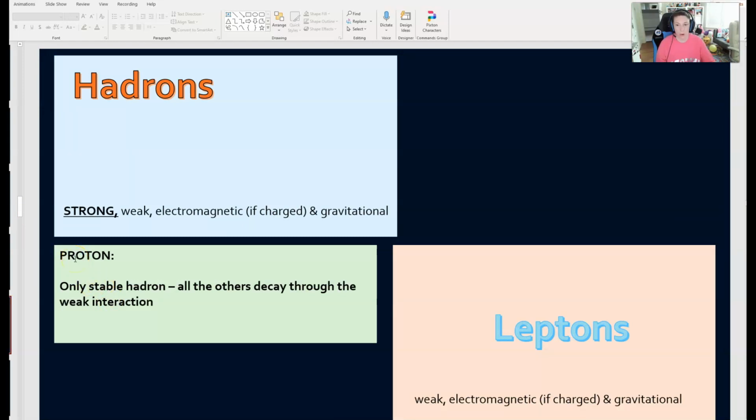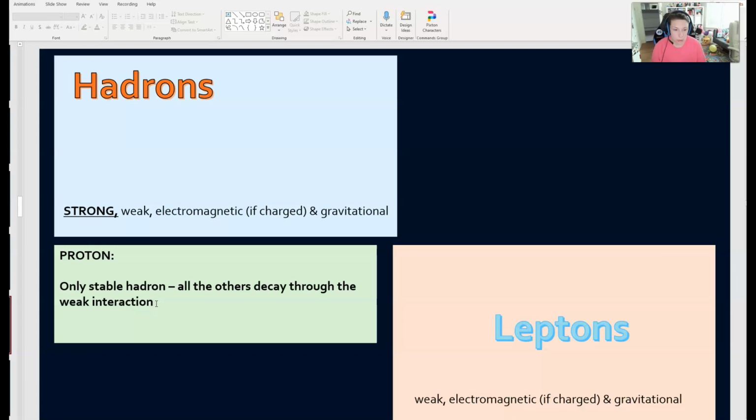Now the proton itself is actually the only stable hadron. All of the others would decay through the weak interaction. So basically all of the others would decay into a proton eventually. They would turn into a proton. I know in a nucleus, a neutron wouldn't turn into a proton on its own, okay? But if we isolated them and left them on their own, they would all turn into a proton. It's the only stable hadron, okay? And you often get asked that question in an exam.